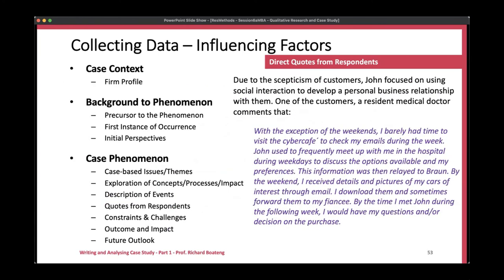So direct quotes may come from so many different people. They can come from customers, can come from people who are even previous customers, and you may capture it for you to do your work. Okay.